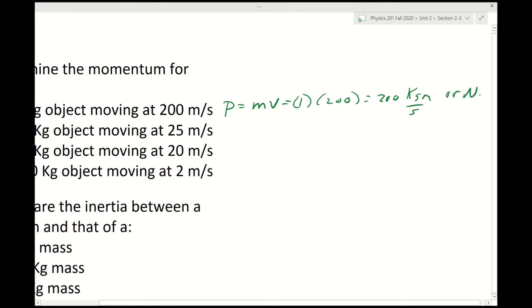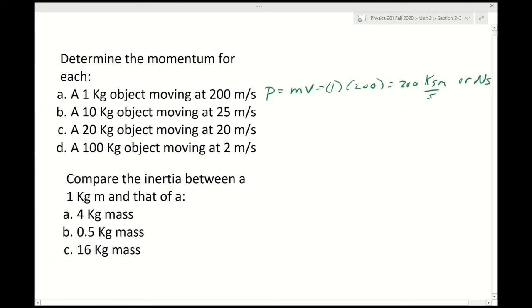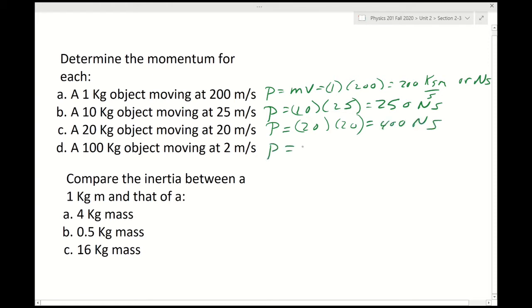A 10 kilogram object moving at 25 meters per second is 10 times 25, which is 250 Newton seconds. A 20 kilogram object moving at 20 meters per second is 400 Newton seconds. And finally, a 100 kilogram object moving at 2 meters per second is 200 Newton seconds.